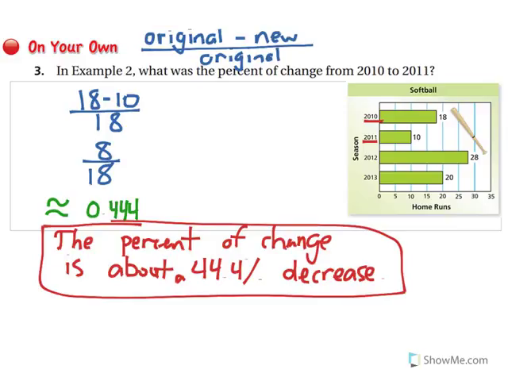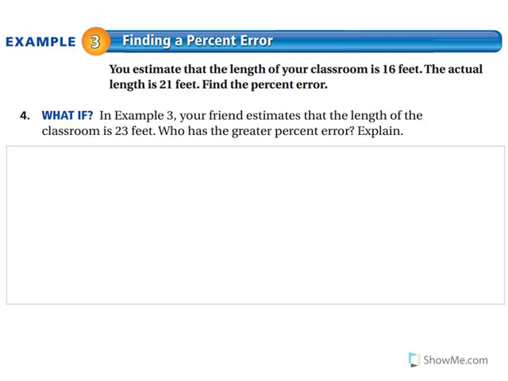Let's take a look at our final problem here. Number 4. It says, in example 3, which I've placed right up here for you, your friend estimates that the length of the classroom is 23 feet. So the estimate is that the length is 23 feet. Who has the greater percent of error? And explain. Think back to example 3, maybe look back at your notes, then go solve this problem and explain, and we'll get back to you in just a moment.